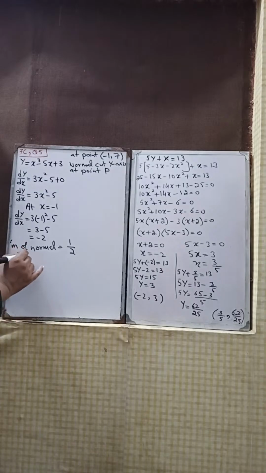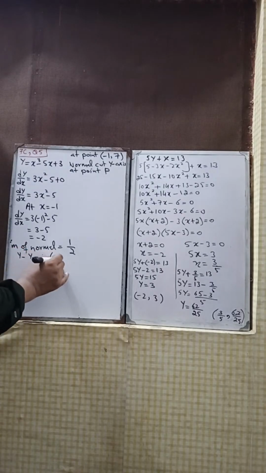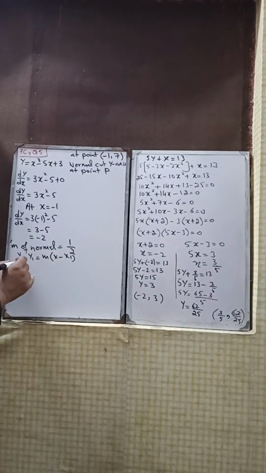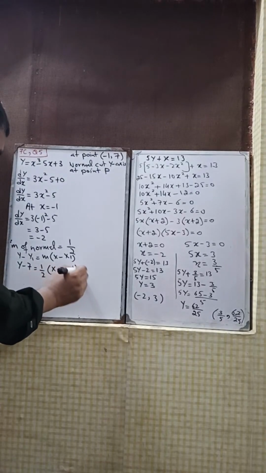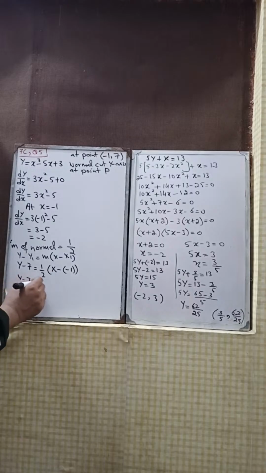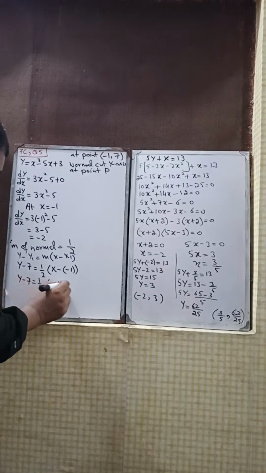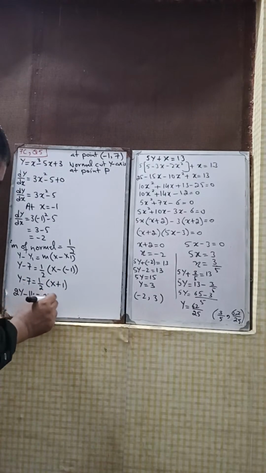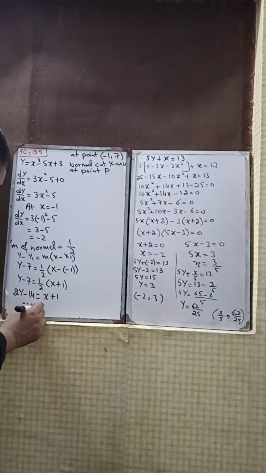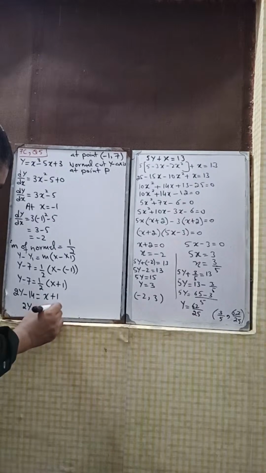The formula is y - y1 = m(x - x1). So I'm going to use this point. So it is y - 7 = 1/2 into (x - x1), and x1 is -1. So this will become y - 7 = 1/2 into (x + 1). Bring this 2 to this side: 2y - 14 = x + 1. So 2y = x, and we add 14 there, plus 15. So this is the equation of the normal. Okay, so now we have found the equation of the normal.